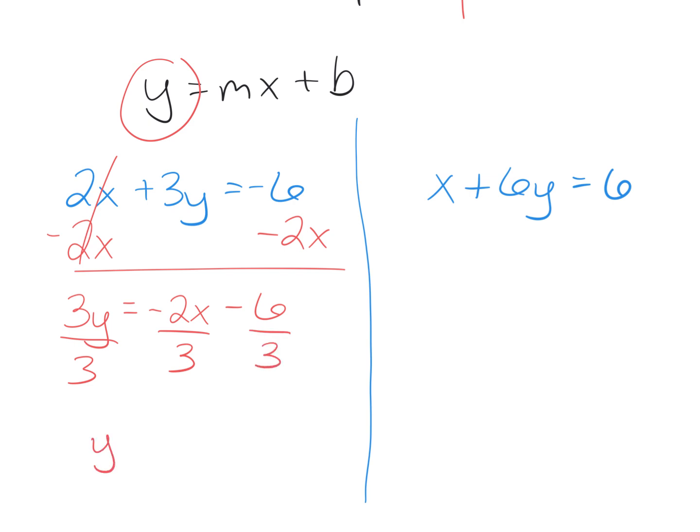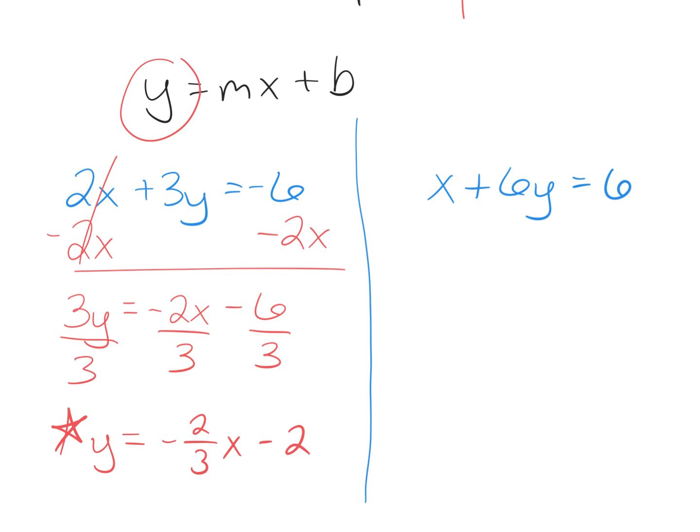So we get y equals negative 2 divided by 3. Can I simplify that? No. So it's negative 2/3 x, and then negative 6 divided by 3, negative 2. Now is that in a form where we can graph? Yes, that was our goal. We're not going to graph it, but that's what we wanted to get to.